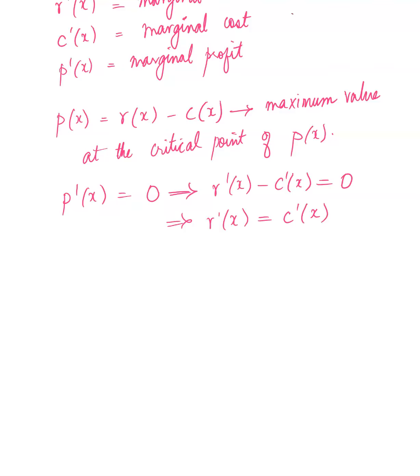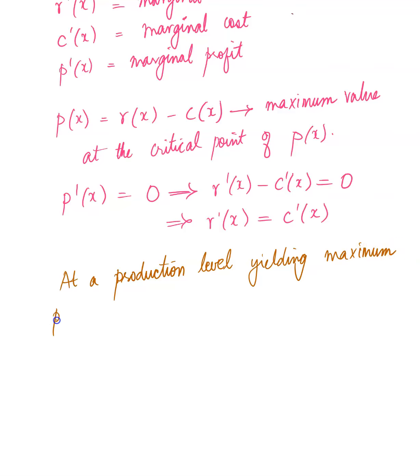It says, at a production level yielding maximum profit, look at the language, okay? The production level yielding maximum profit, marginal revenue equals marginal cost.